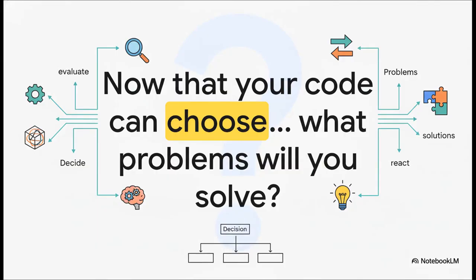And really, that's what selection is all about. You've basically just learned how to give your programs a brain. They can now look at information, make a decision, and act on it. So I'm going to leave you with this question: now that you know how to make your code choose, what incredible problems are you going to teach it to solve?